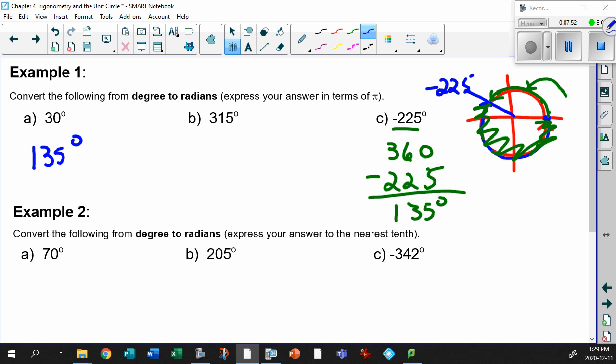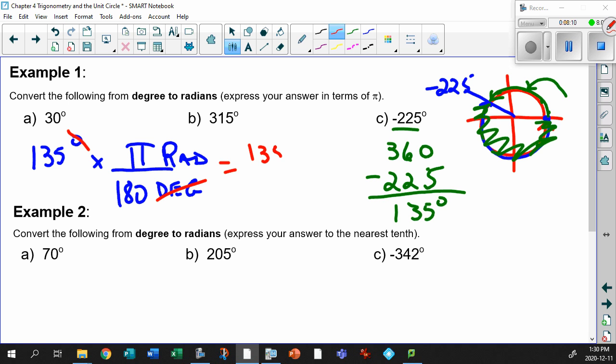135 degrees. Don't forget, what goes on the bottom? Degrees goes on the bottom. What goes on the top? Radians goes on the top. Pi radians is 180 degrees. Oh my goodness, how sweet and how beautiful. Degrees and degrees cancel, leaving you with 135 pi over 180.